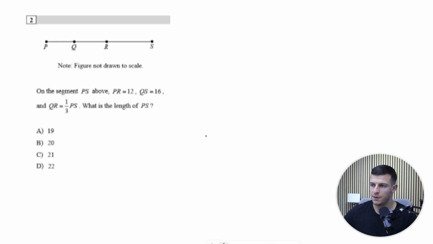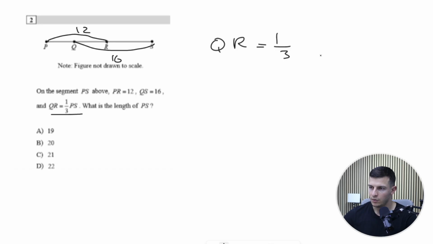On the segment PS above, PR is 12, QS is 16, and QR is equal to 1/3 of PS. What's the length of PS? Okay, there's a lot of information here. Let's see what we can make from them. QR seems like the most useful one for now. QR is 1/3 of PS. Good.